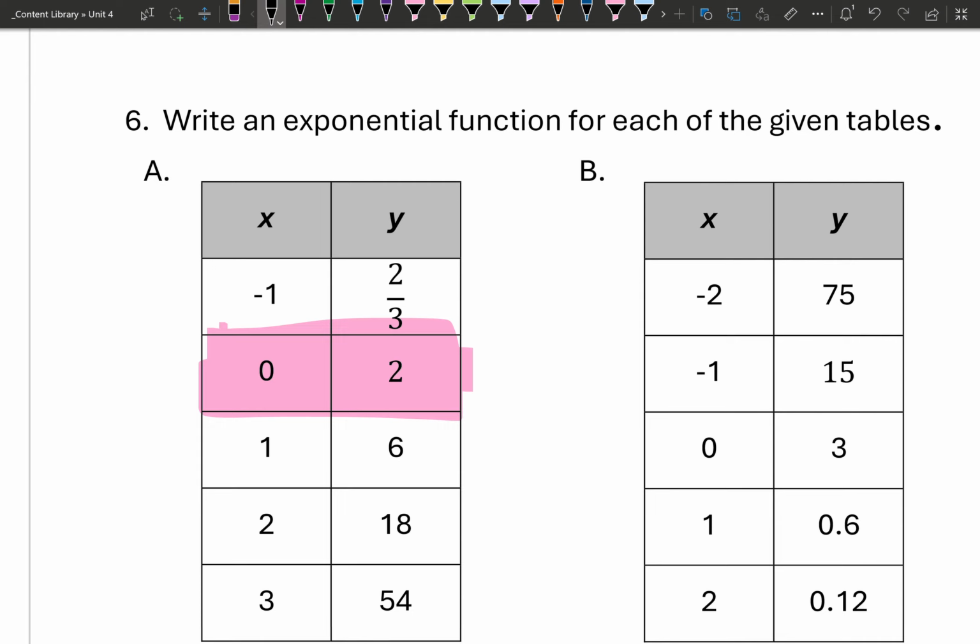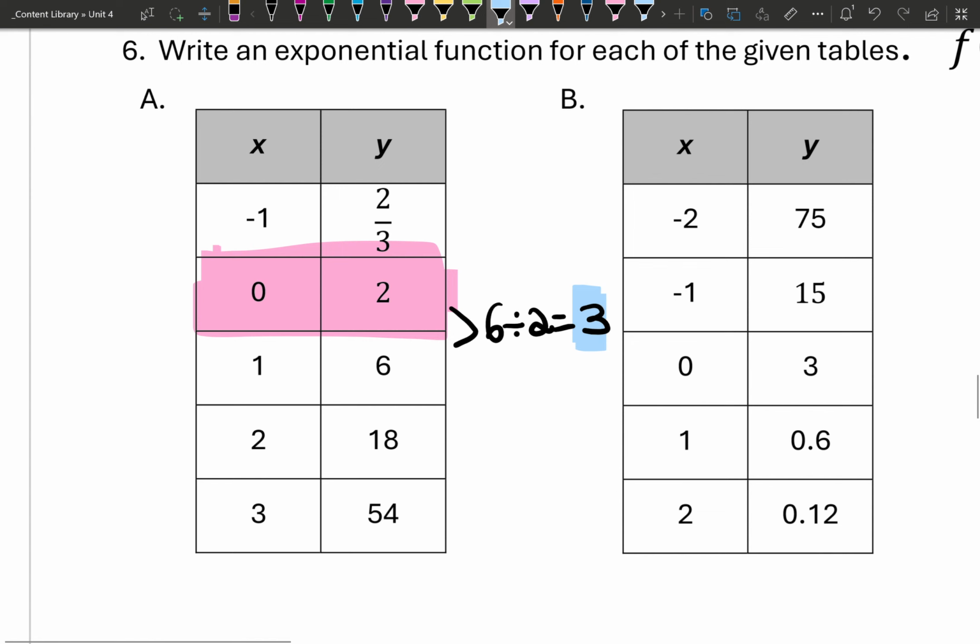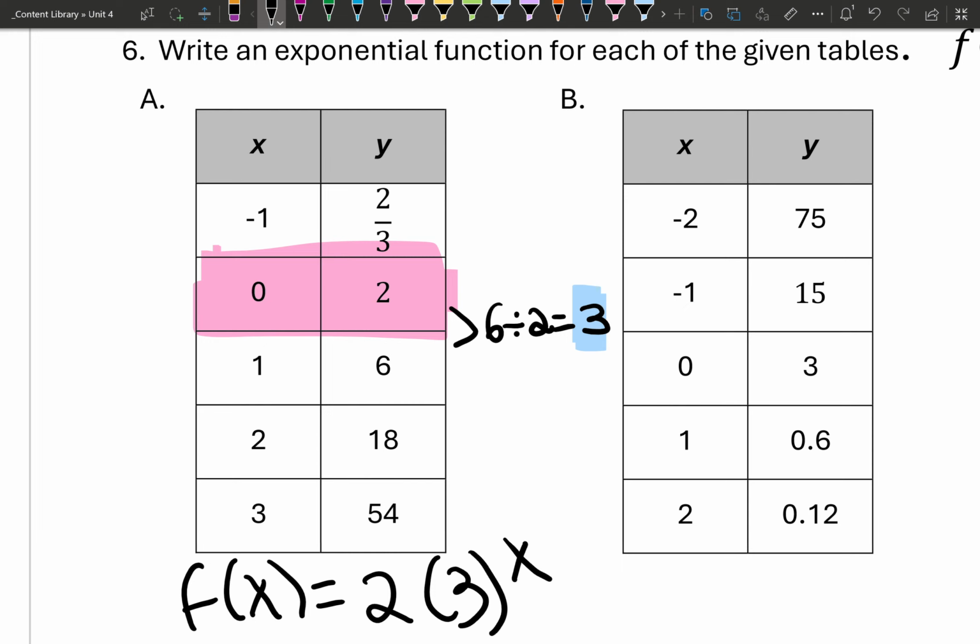Because this is an exponential function, and exponents are fast multiplication, we're going to use some division to figure out the pattern. We're going to do bottom number divided by top number. So 6 divided by 2, which gives us 3. We have all the information we need. Let's write our function. f of x equals 2 times 3 to the power of x.